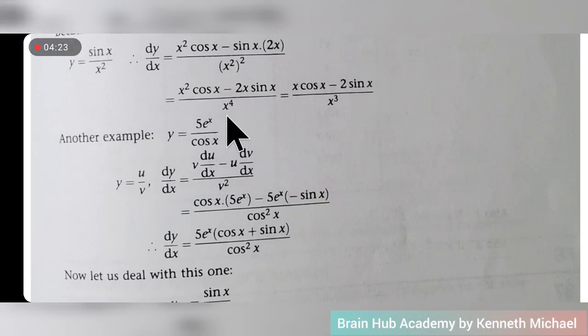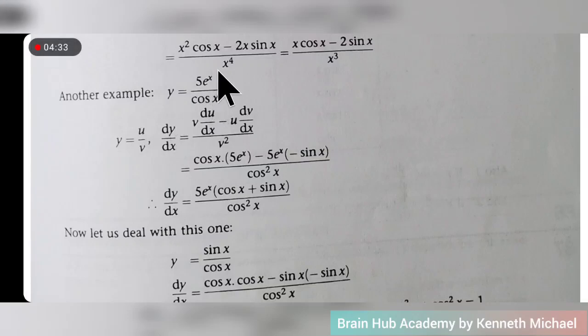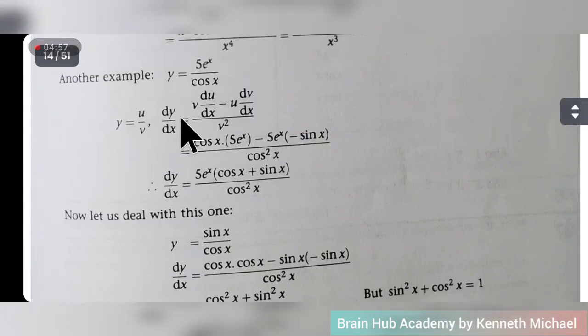y is equal to 5e raised to power s all over cos s. Remember our u is 5e raised to power s. Our v is cos s. And what does the principle say? Keep v, differentiate u, minus keep u, differentiate v, all over v square. So we keep our v, which is cos s.